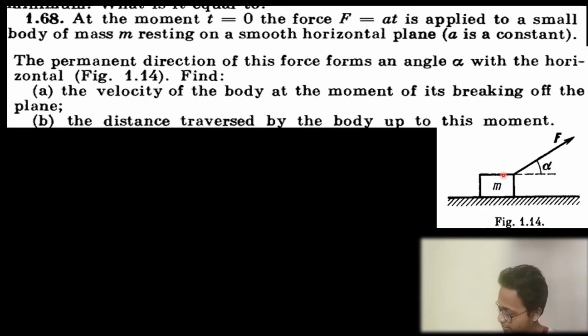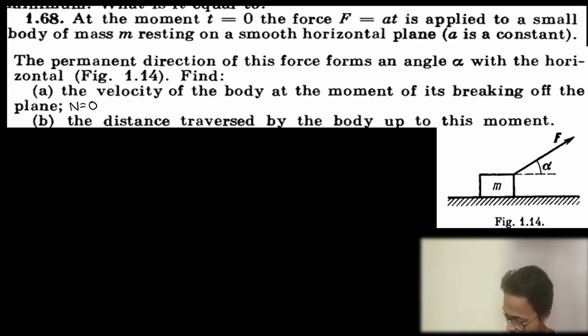So what the question is saying is that there is a block being pulled up by force F, and this alpha is constant. That means the direction of force is making an angle alpha with the horizontal. The first part of the question is asking the velocity at the moment of breaking off of the plane. That means when this block starts going off of the plane, which happens when the normal reaction force becomes zero.